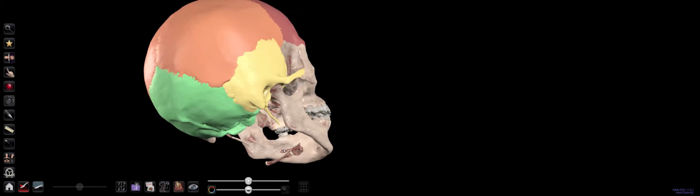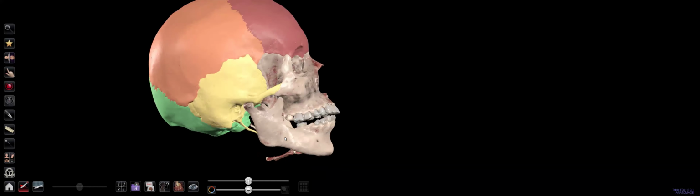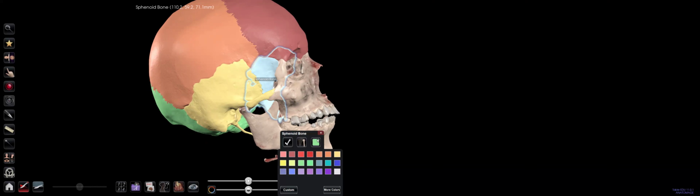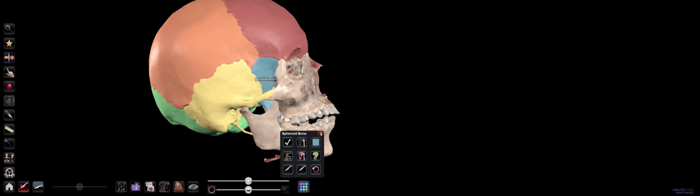The sphenoid. If we go back here to the side view, we can see the sphenoid bone. It's known as the keystone of the skull. Why would it be called that? Well, because it's connecting a lot of the skull bones together. We went with green last time for the occipital bone, so let's go with a blue color. So there's our sphenoid bone.